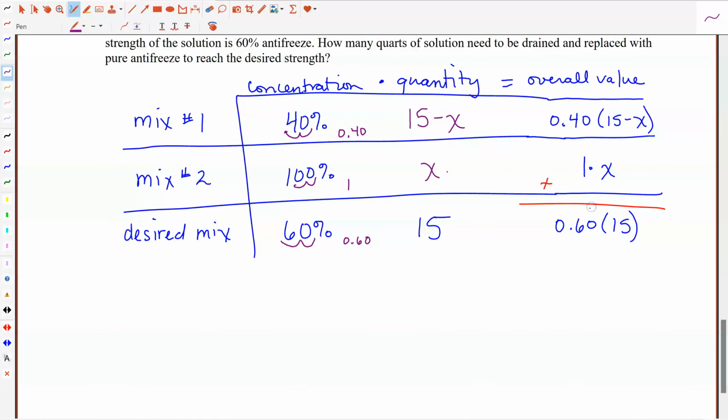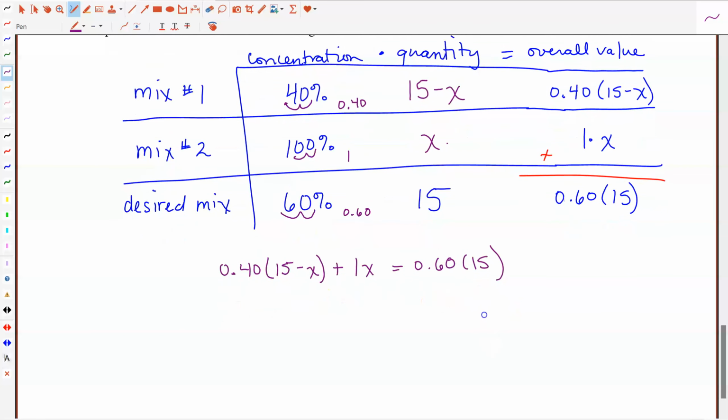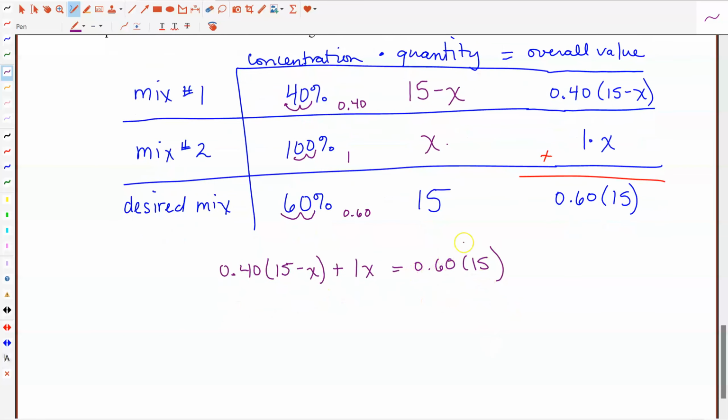Or as an equation, it looks like this. 0.40 times (15 minus x) plus 1x is equal to 0.60 times 15. And this is an equation in just one variable that I can solve for. If I look over here on the right hand side, the 0.60 times 15, if you multiply that, you get 9.